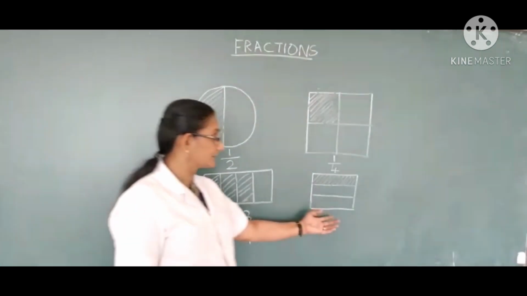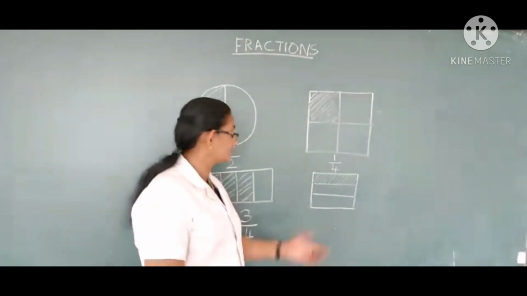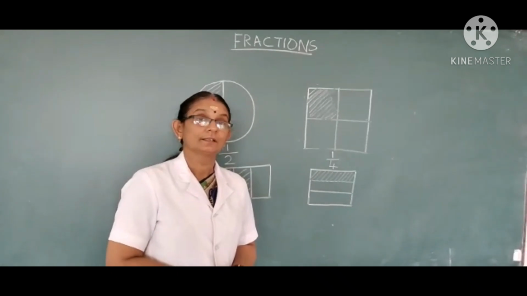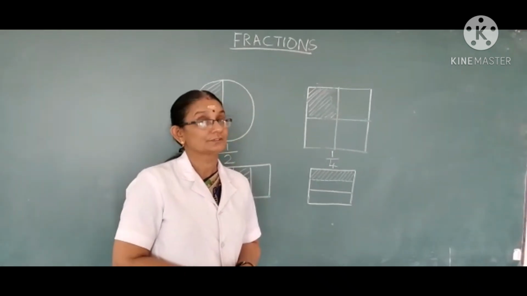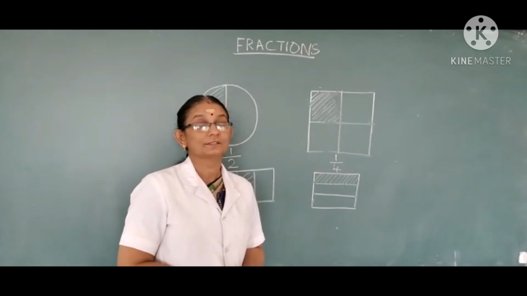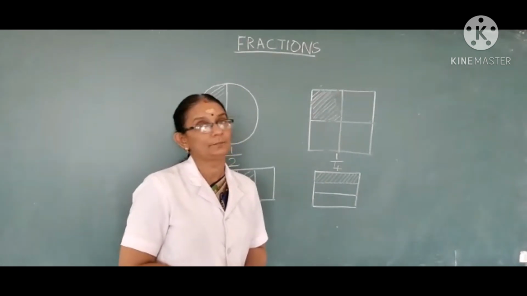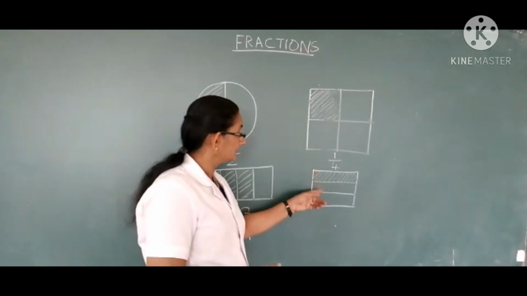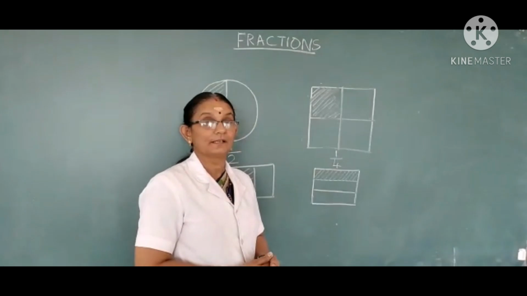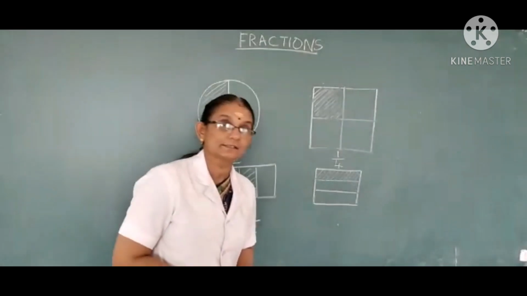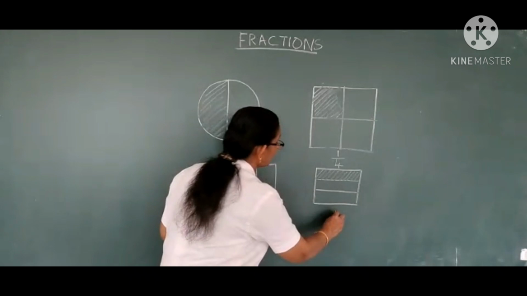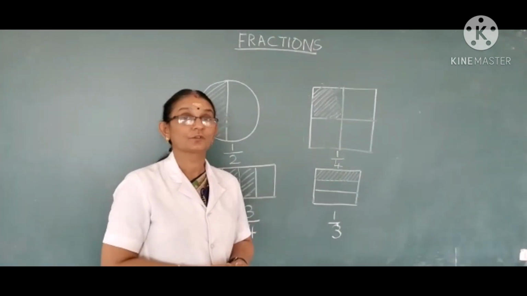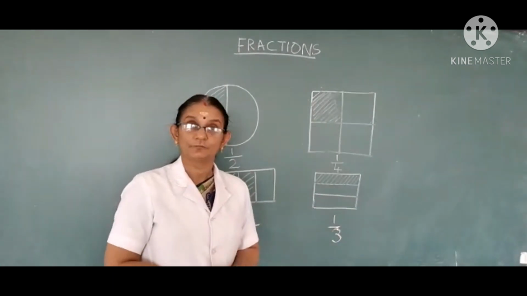Okay? Now the next picture, you can see the picture is divided into 3 equal parts. Remember children, in fractions we have to see that the picture or the thing is divided into equal parts. Then only we can calculate a fraction. Here the picture is divided into 3 parts, and out of that one part is shaded, and so we write the fraction as 1 by 3. Okay? So I hope you have understood about fractions now.